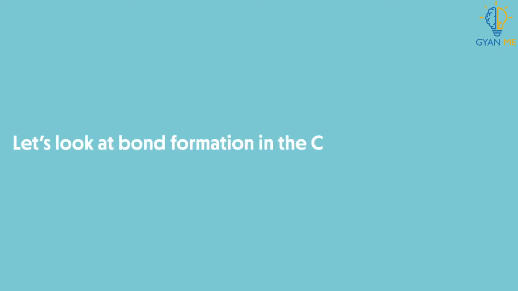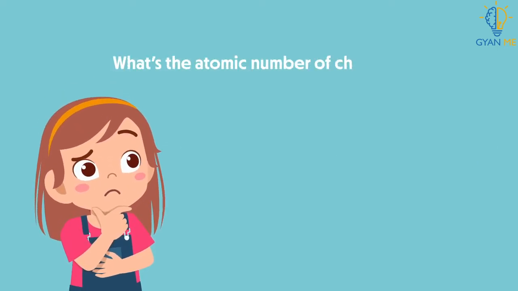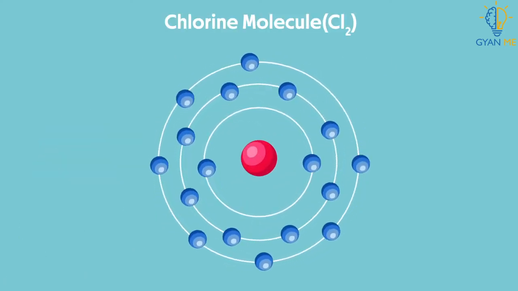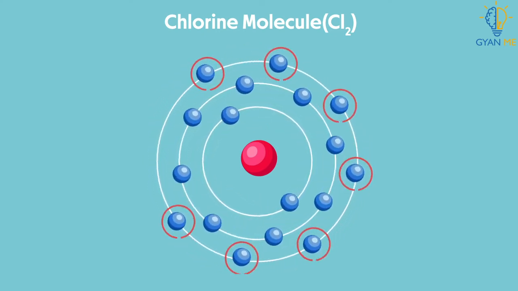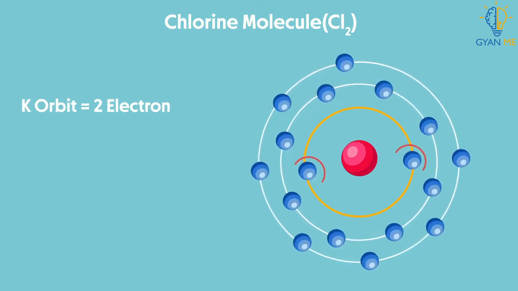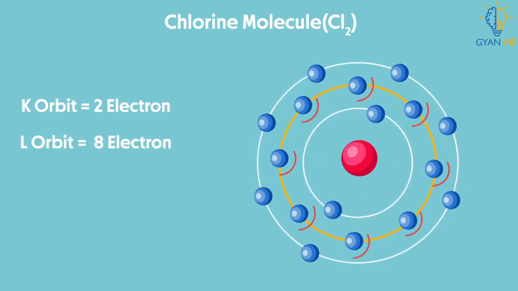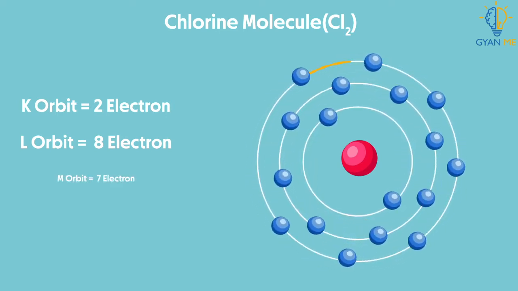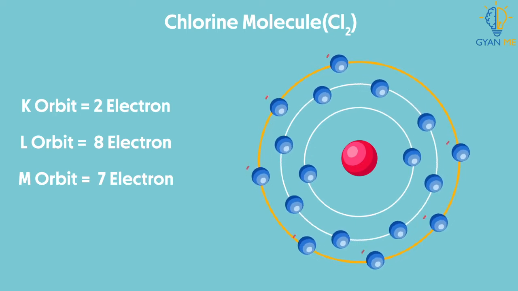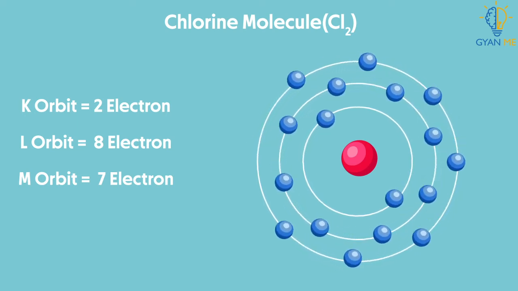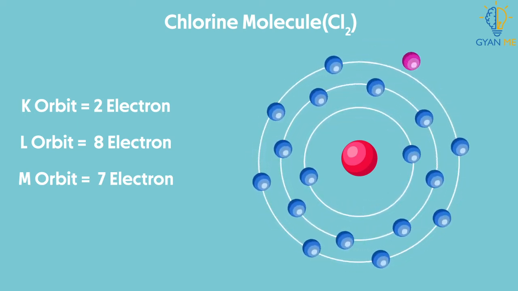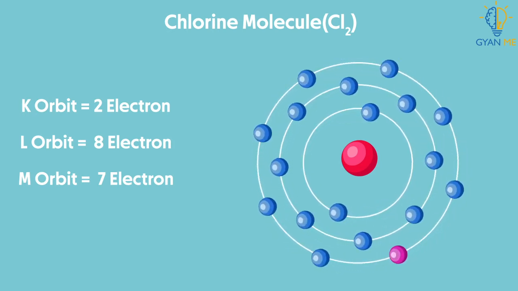Now let's look at the bond formation in chlorine molecule, that is Cl2. What is the atomic number of chlorine? Correct, it's 17. So its electronic configuration will be 2, 8, 7. The first orbit K will have 2 electrons, second orbit L will have 8, and the outermost orbit or the valence orbit M will have 7 electrons. So from here it is clear that chlorine has 7 valence electrons and therefore it needs 1 electron to complete its octet and become stable.